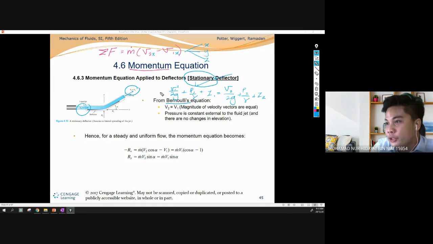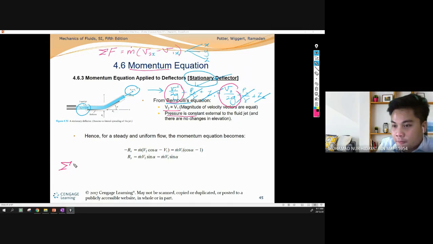By using this Bernoulli equation at the two points, velocity 1 is equal to velocity 2. Why? Because the pressure is exposed to the external atmosphere, so pressure 1 is atmospheric pressure as well as pressure 2. So pressure 1 and 2 we can cancel out because they are the same. And Z1 and Z2 we consider as a very small change in elevation, so we can cancel out. That leaves only V2 and V1, which is why V1 equals V2. I hope you understand. And again, the pressure is constant. So based on our Bernoulli equation and the momentum equation, we derive the momentum equation applied to the stationary deflector.